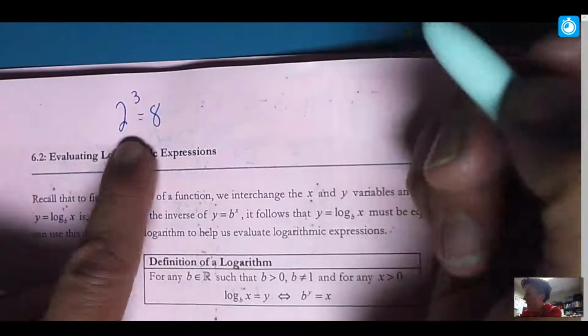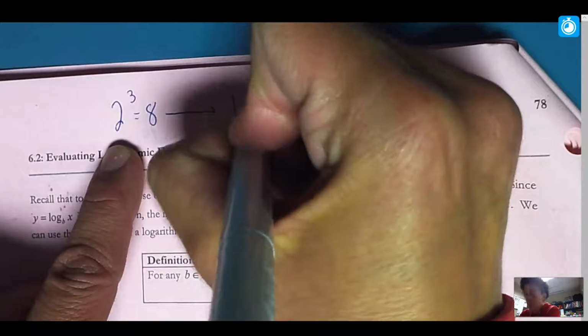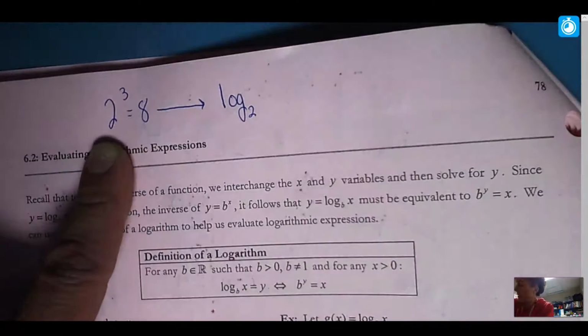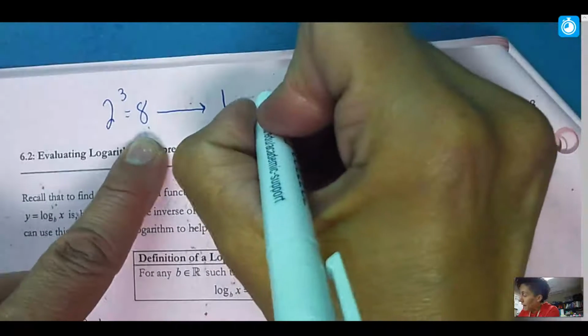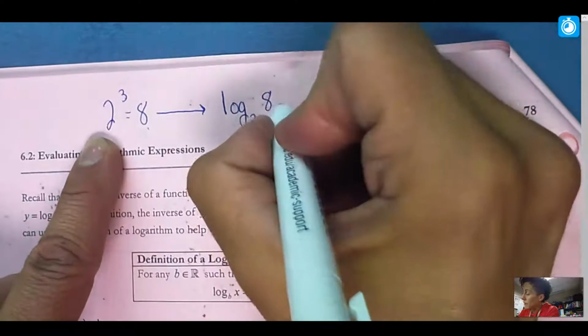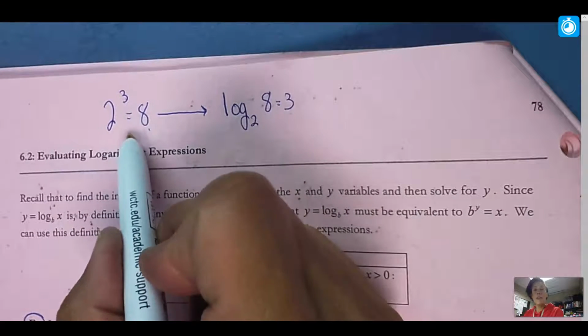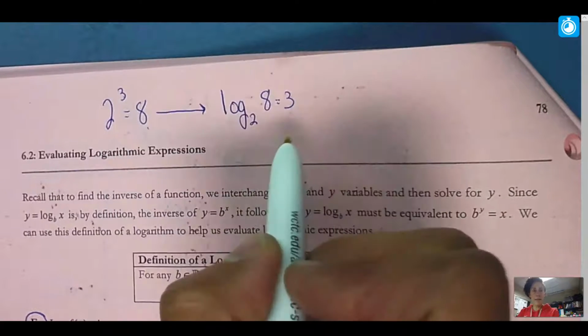So if this is my exponent problem, the first thing I have to remember to do is write the word log, and then the base of the exponent is the base of the log. That's that little sub number, right? And then I jump to the other side of the equal sign. The 8 follows it, and then I jump back over and I write equals 3. So this is the exponent version. This is the equivalent log version. They both tell me the same thing, all right?